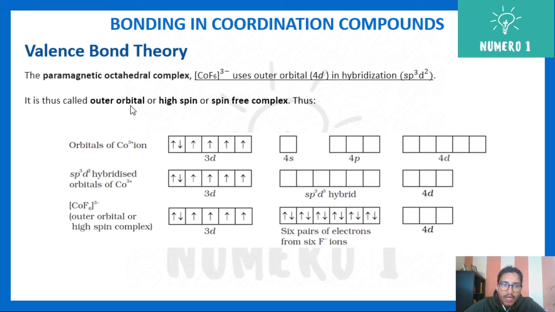Okay, so this is your outer orbital complex because we will be using 4d orbitals. In this case these electrons will not pair up. So what will happen, 4s will be used, 4p orbitals will be used, and two 4d orbitals will be used for making your sp3d2 hybrid. Here is again a mistake, it should be sp3d2 hybrid. And fluorine, whenever it comes close to cobalt, will donate its electrons in this hybrid orbital. Okay, so this is a high spin complex, or you can say spin free complex as well.